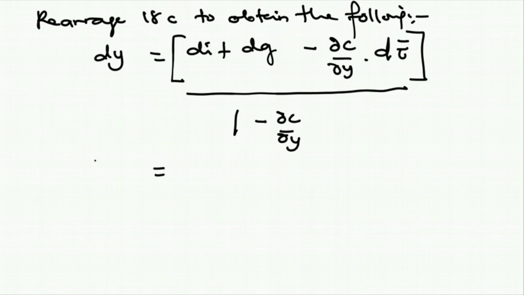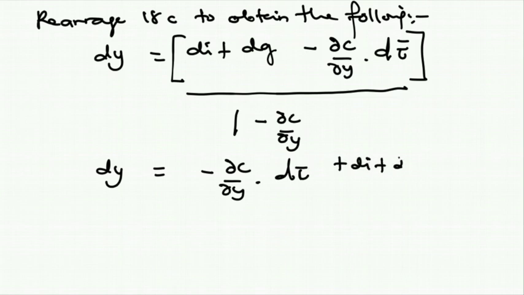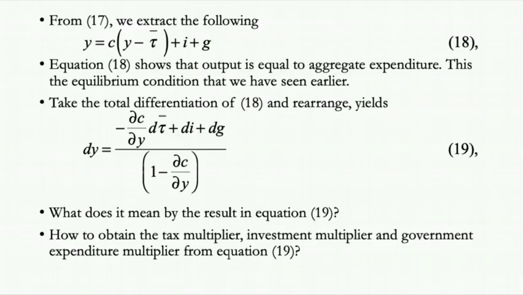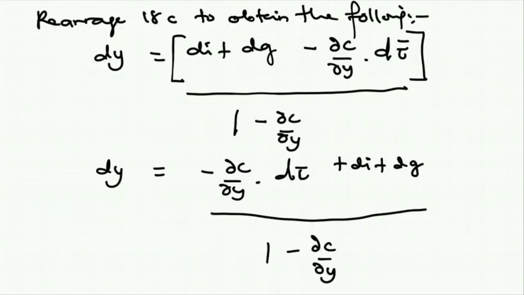Now we try to rearrange it so that it looks like the one that you saw in 18. So dy equals to minus delta c over delta y times d tau, plus di plus dg over 1 minus delta c over delta y. And if you see this one, it is similar to 19 that we have here. Can you see? Alright, so this is actually 19. Now, if we look at 19, on the left hand side, left hand side equals to right hand side, isn't it? Simple maths. dy means the total change in income. On the right hand side are the determinants of the total change in income that we have on the left hand side.